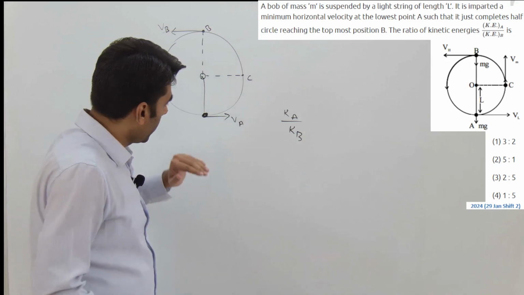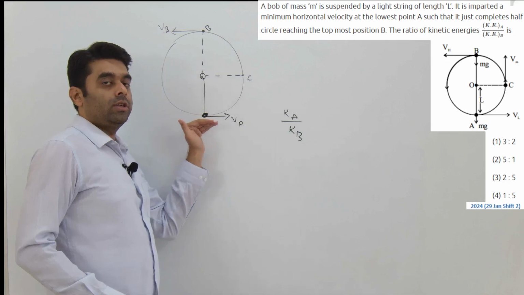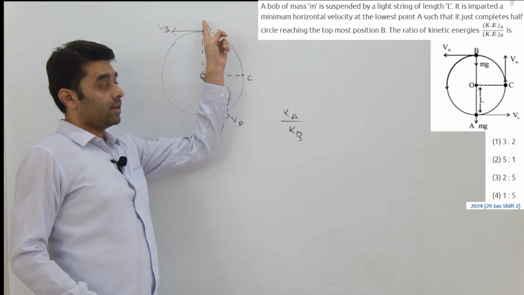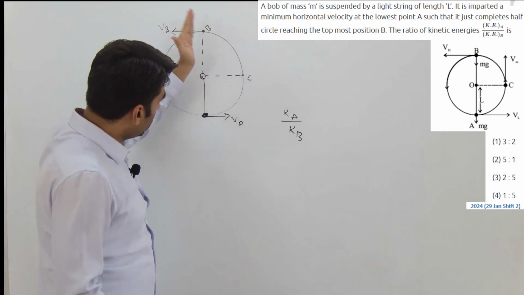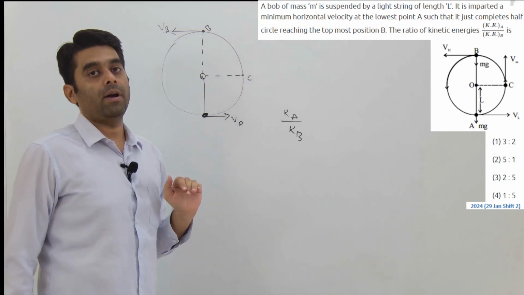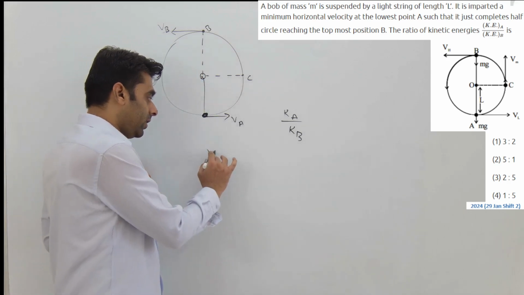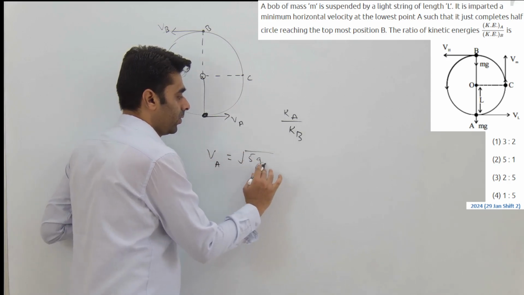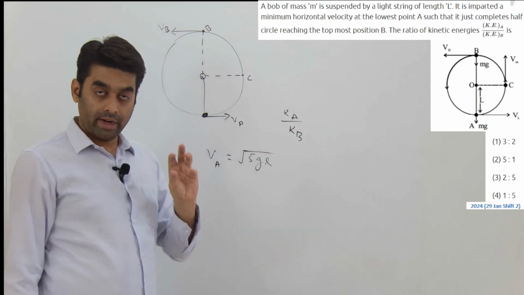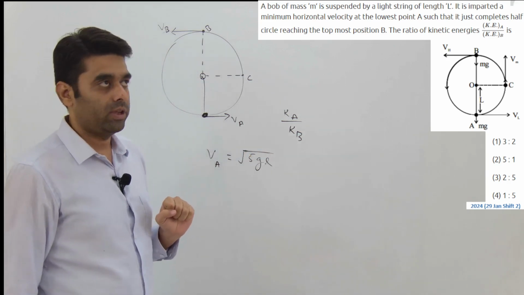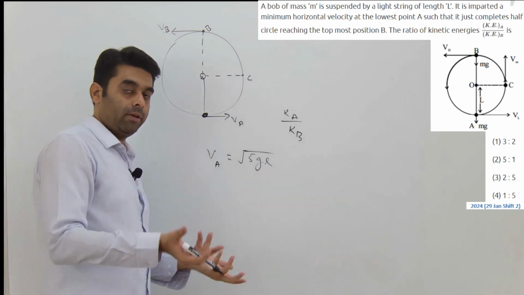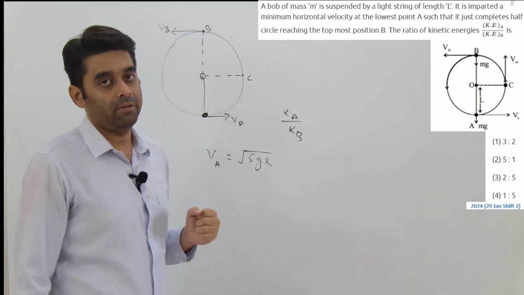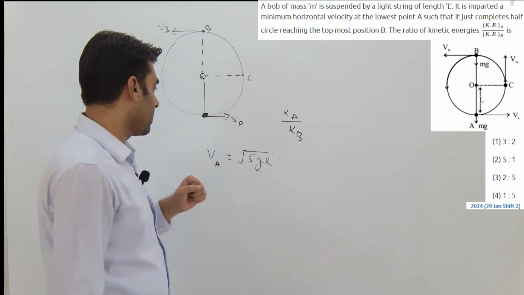Basically we need to know some results from vertical circular motion. What is that? The minimum velocity that we need to give at the bottom such that the particle reaches the top without tension becoming 0 in the upper half is root over 5gL. Root over 5gL, right? This is a very standard result. We have to keep this in mind. If you know it, well and good. Otherwise we should know this. In lectures you can see the derivation of all these results.